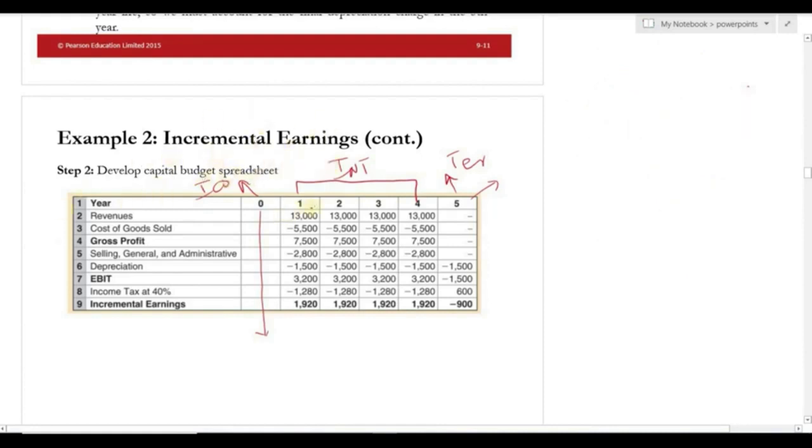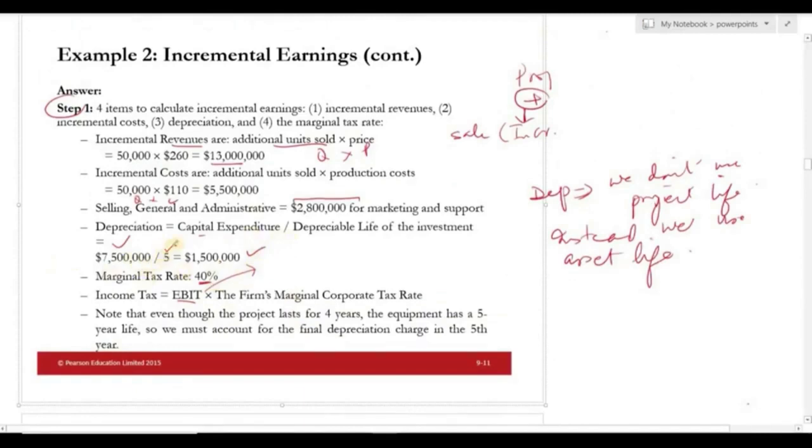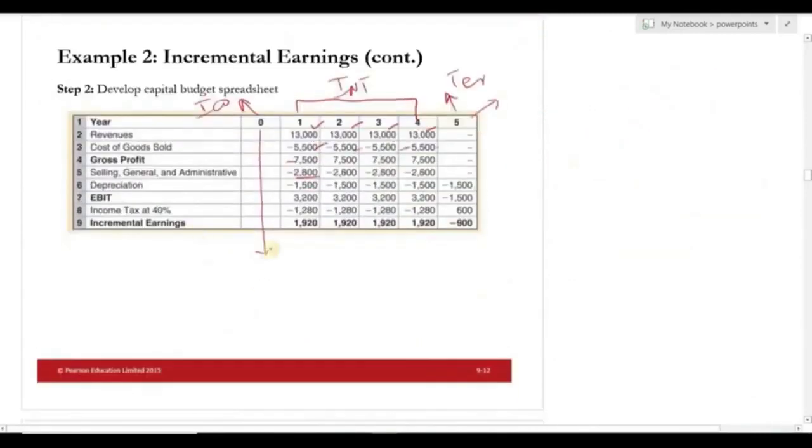So in year 1 we have 13 million, 13 million, 13 million, 13 for 4 years, and this is the cost for 4 years, and this is the gross profit. Selling and administration expenses are 2.8, and depreciation is 1500,000. How do we calculate the 1500? 2.8 divided by 5, that is the depreciation expense. And EBIT is 3.2, 3.2, 3.2. Finally, there is no information for revenue in year 5, because the project already expired at year 4.